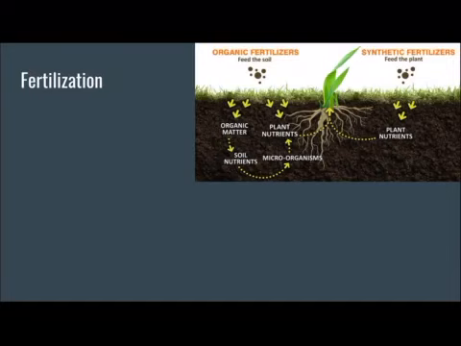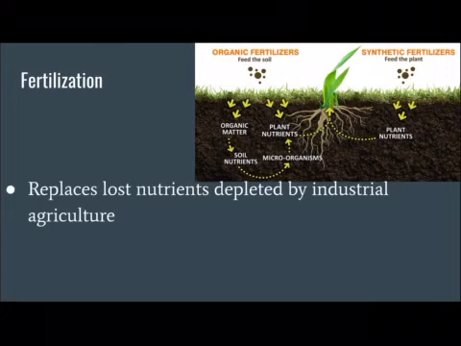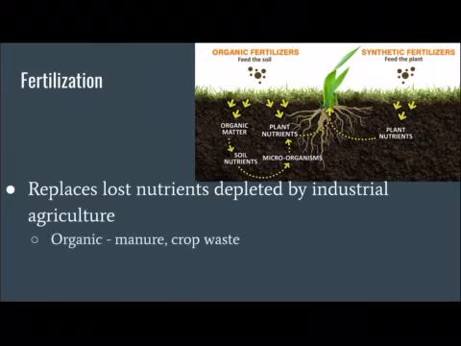All right, looking at fertilizers, we have two types of fertilizers. There is organic and synthetic. So with the Green Revolution, we really started seeing a greater use of synthetic fertilizers. Both synthetic and organic replace the nutrients that have been depleted by these huge monoculture industrial farms. So organic fertilizer is either crop waste, which we call green manure, or animal manure, and it actually is better for the soil than synthetic fertilizers because it adds the nutrients and that organic matter to replenish the soil.